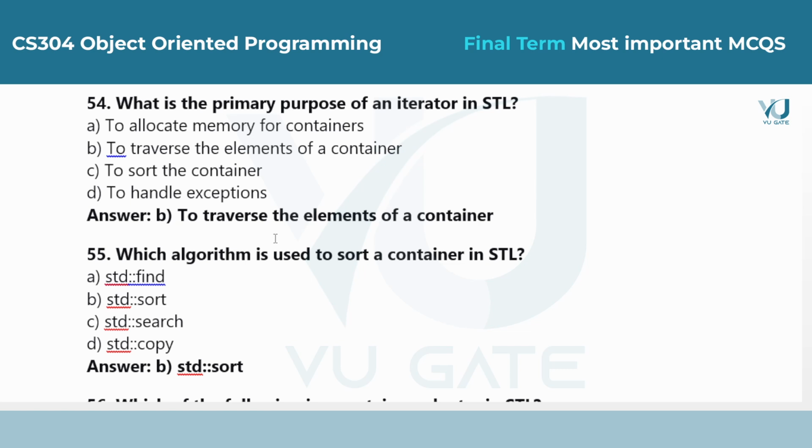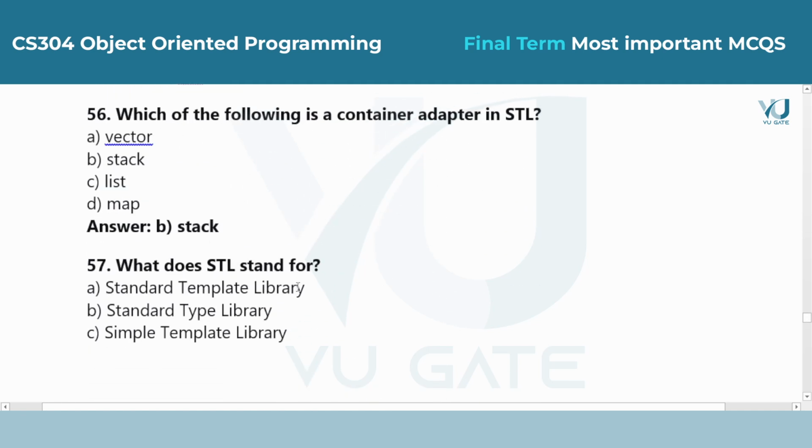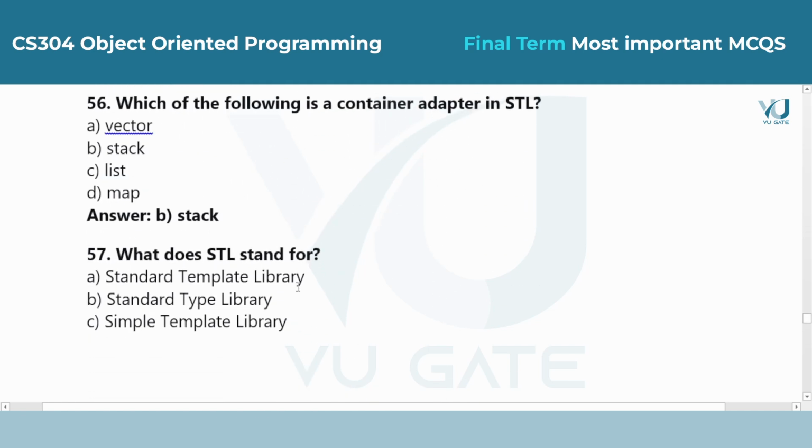Sort explanation. The std::sort function found in the <algorithm> header is the standard way to sort elements in containers like vectors and deques. Q56. Which of the following is a container adapter in STL? Answer: B. Stack. Explanation: A container adapter is a class that uses an underlying container like deque or list to provide a specific interface, such as LIFO, last in, first out, for a stack.